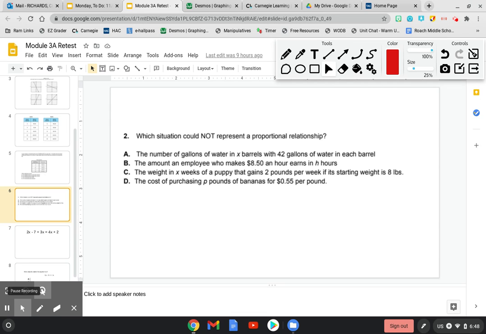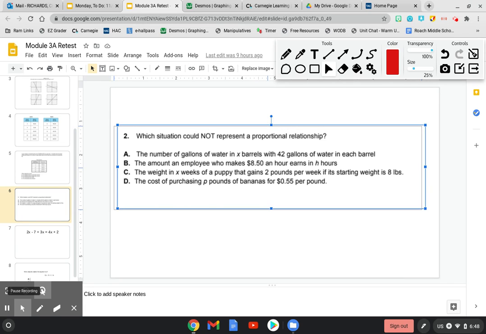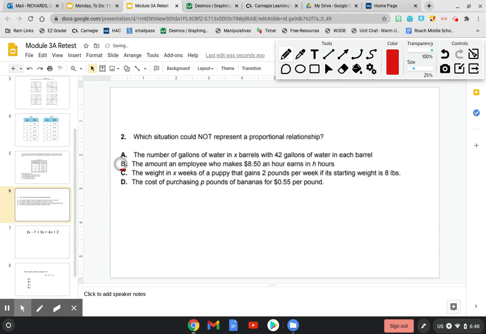Go through them, figure out which one is adding or subtracting. Your answer should have been C. The reason is that the weight of the puppy after X weeks gains 2 pounds per week. So 2 pounds every week. I don't know how many weeks it's been, but its starting weight is 8. So it started here. It didn't start at 0, guys. It started at 8. So that would be the equation, and that's why it's not proportional.